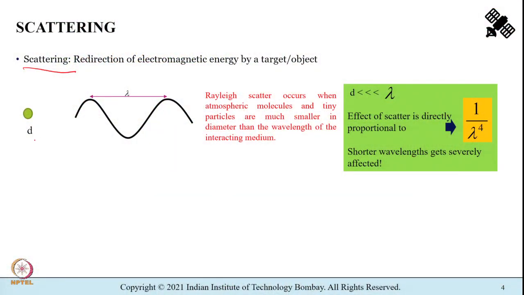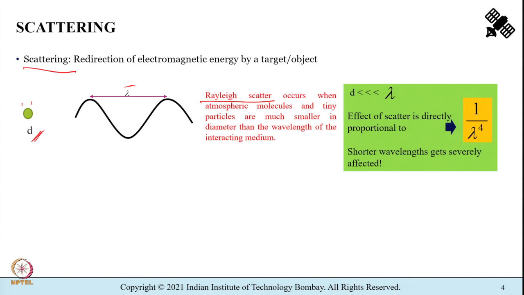Assume the size of the target is much smaller than the wavelength. So, here assume D is a target. The size of the target is very much smaller than the wavelength lambda. The scattering that occurs in such a case is known as Rayleigh scattering. Rayleigh scattering is important when dealing with microwaves scattering in the atmosphere due to water droplets.